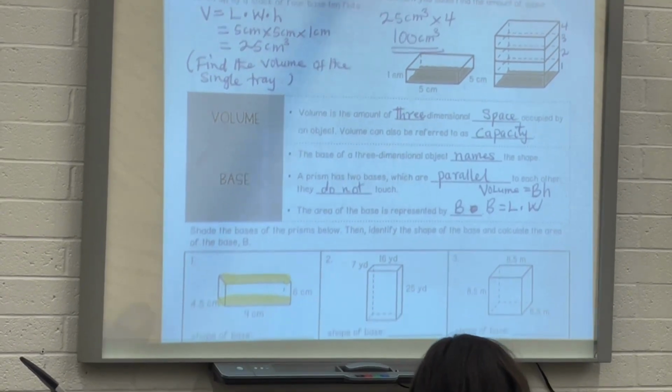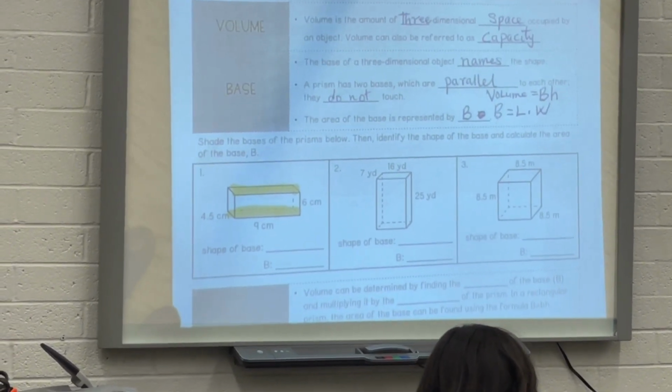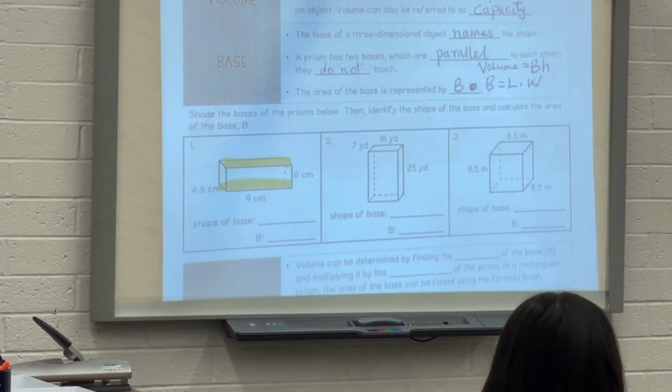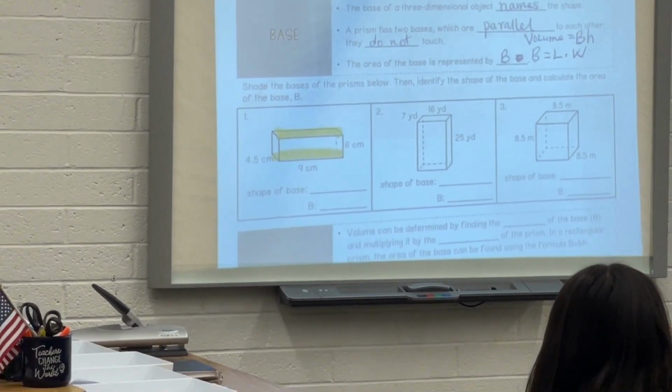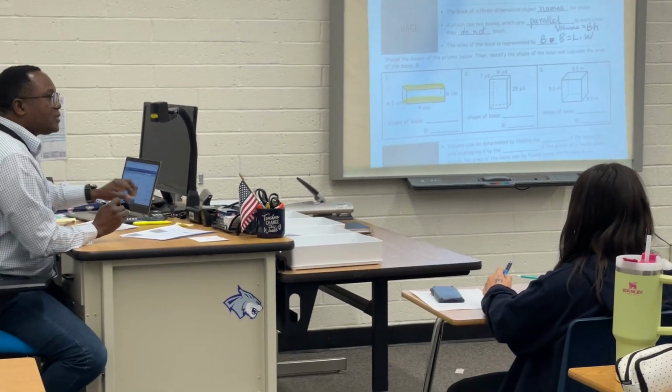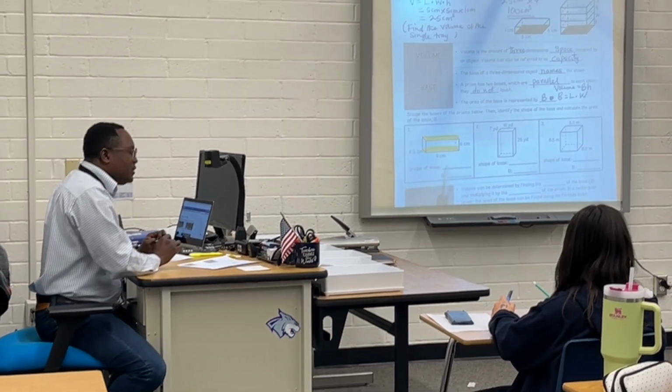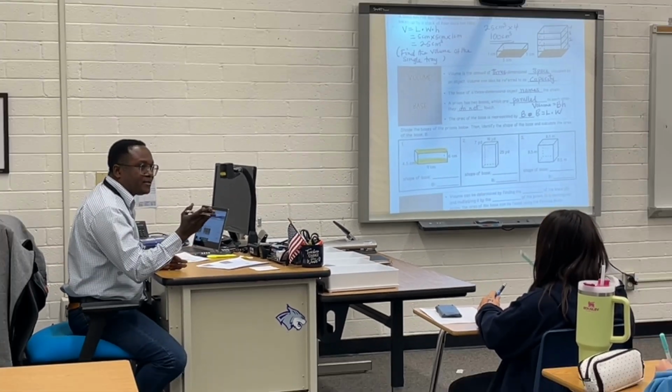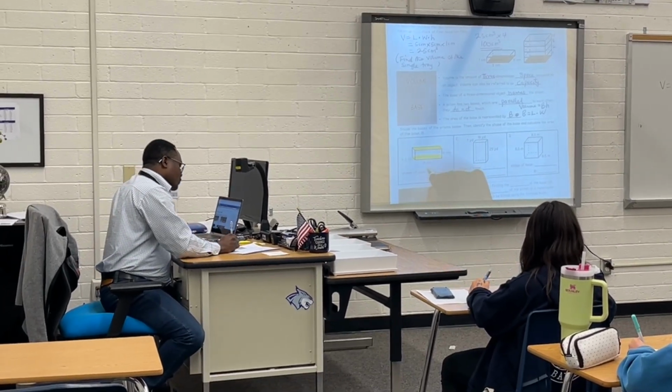Now look at the first one. Who can tell me the shape for the base? What is the shape for the base? Is the shape square, rectangle, triangle? Yes, it's a rectangle. So right here, rectangle.